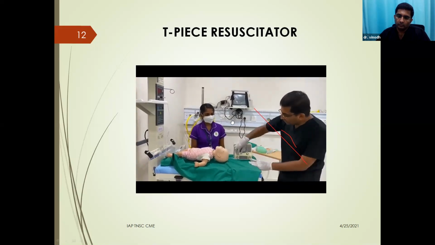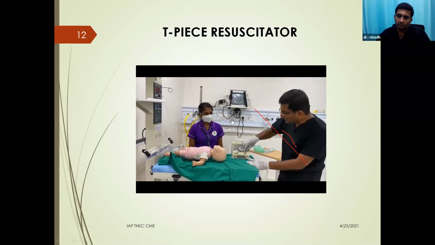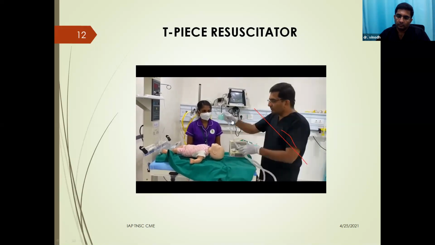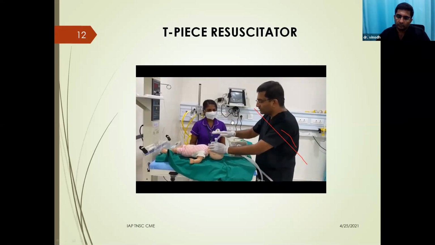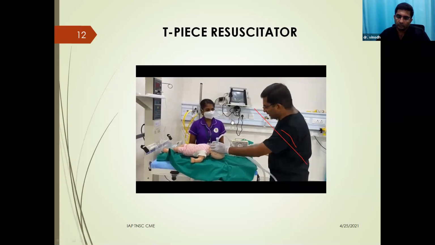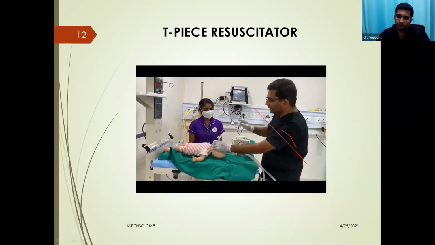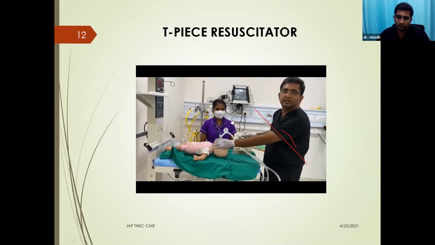This is the maximum pressure limit beyond which we cannot deliver, and this is the port to adjust the peak inspiratory pressure, PIP. That's what we are supposed to deliver. Once we close it over the baby's mouth and nose, when it snugly fits, the amount of PEEP that has been delivered will be displayed here. The PEEP can be adjusted by rotating the valve over here. So this is how a T-piece resuscitator works.